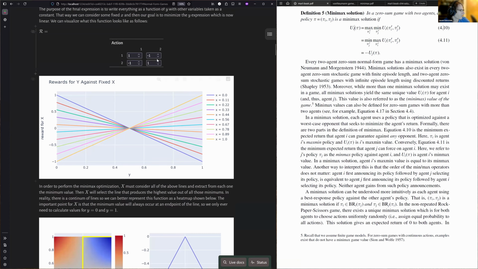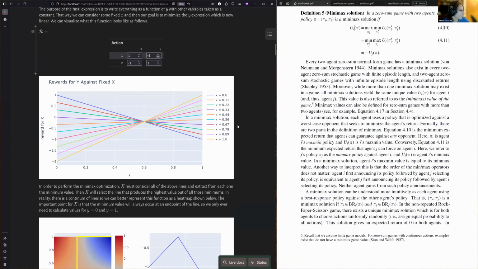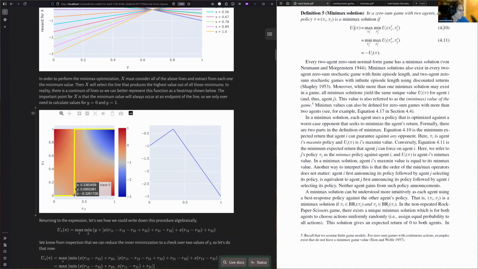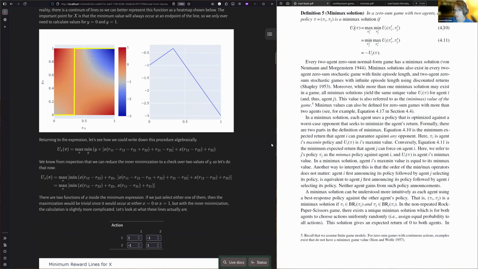Now, if I change this again to some other arbitrary game, we can see the point where this happens changes. But structurally, it's always going to be a path along here vertically where all the values are the same. But we can see more details of how this works by doing a little more algebra.